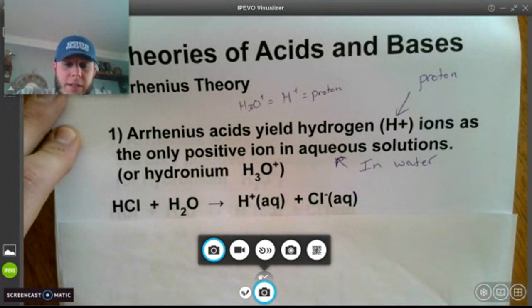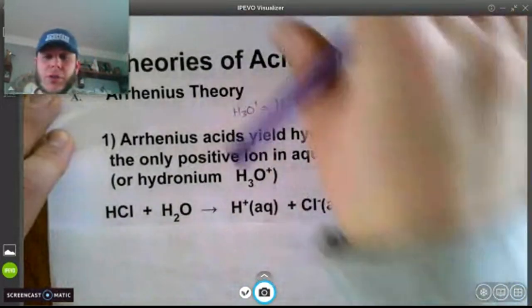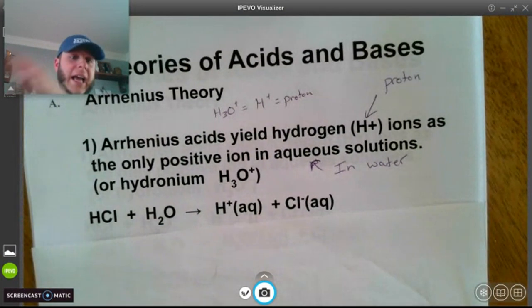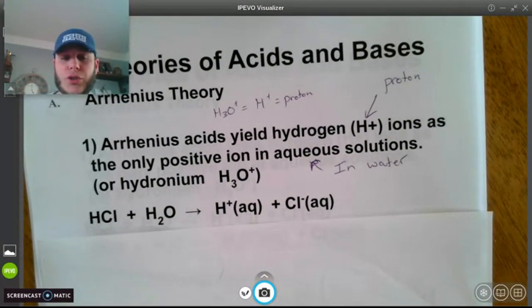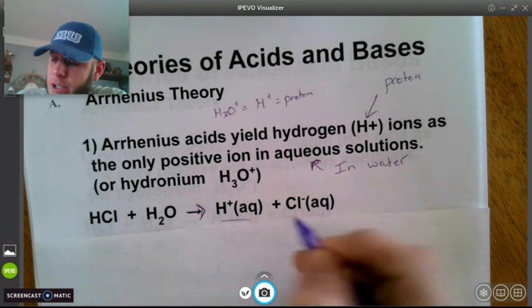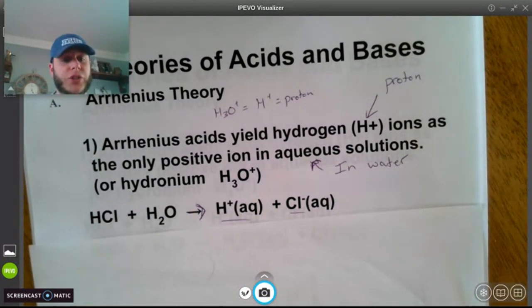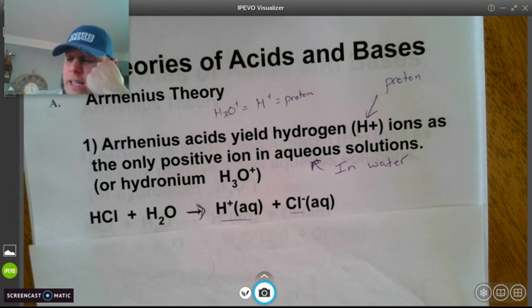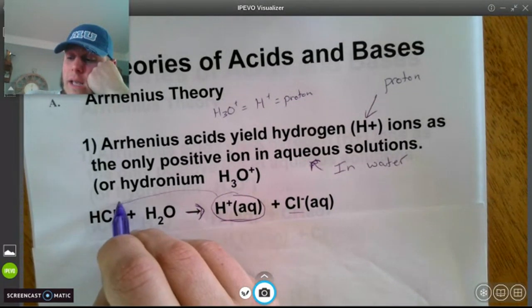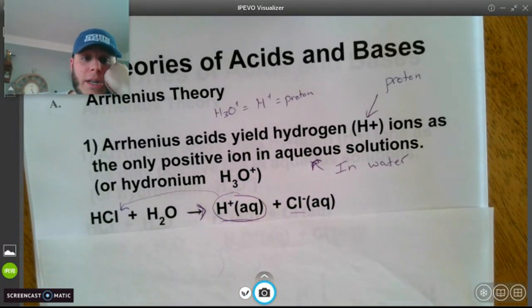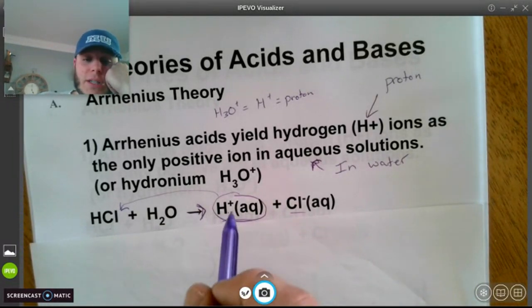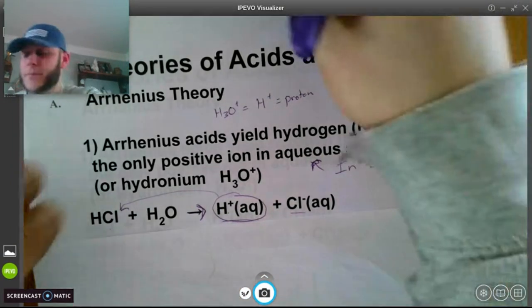For instance, if I took HCl, which is hydrochloric acid, and I put it into water, the products would be H+ and Cl-. They break apart; they dissociate. This right here is the reason why we call HCl an acid. That's what it makes by itself in water. It donates, it gives this off. This is the acid ion.